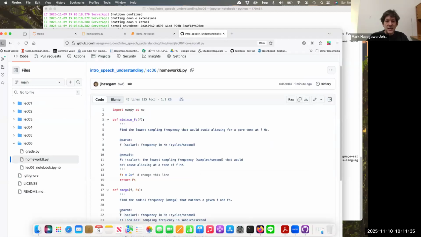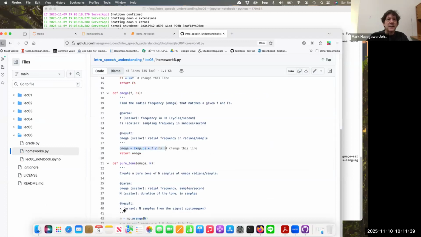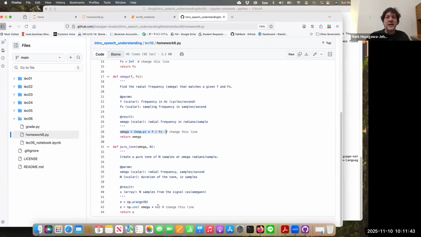Fs is equal to 2 times f. Omega is 2 pi f over fs. And x is equal to the cosine of omega times n. All right, let's take this URL and let's go to Canvas and check it in as a homework.